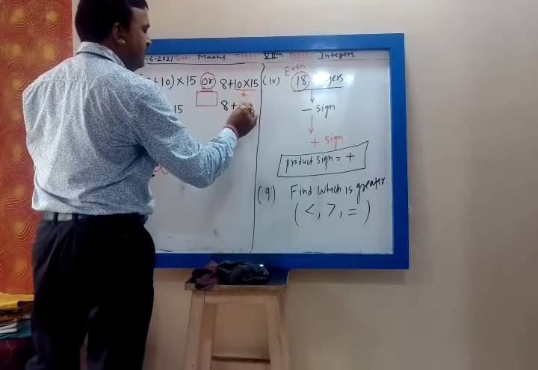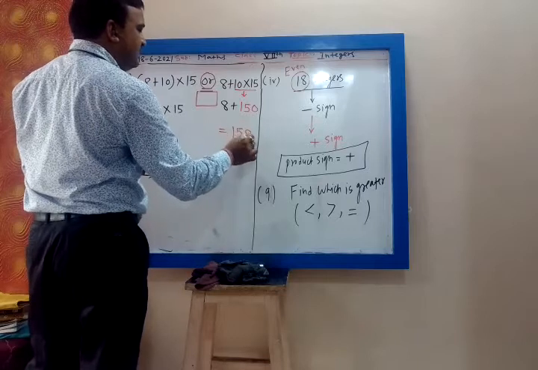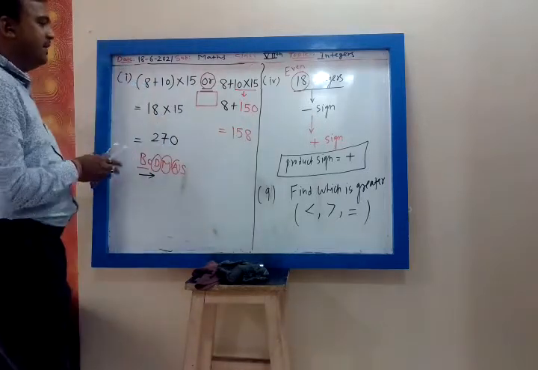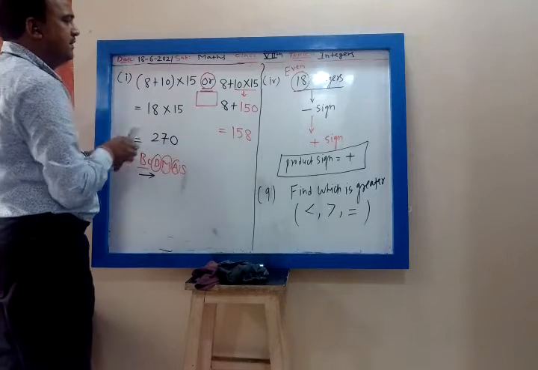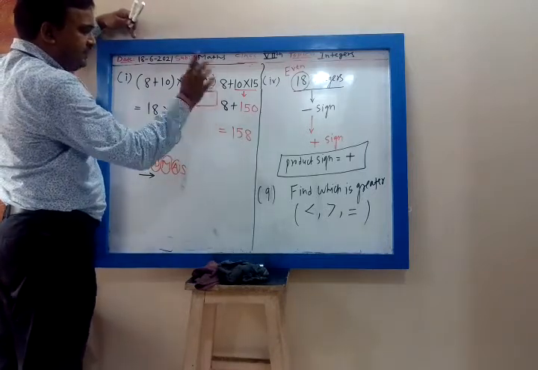150. So 8 plus 150, answer is 158. Now you tell me which is greater, 270 or 158?